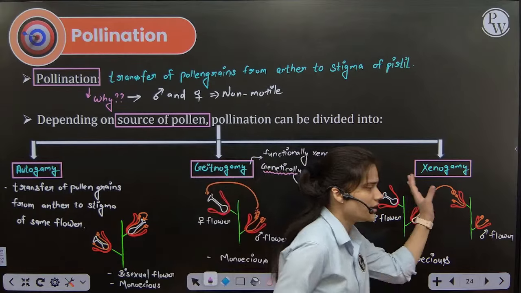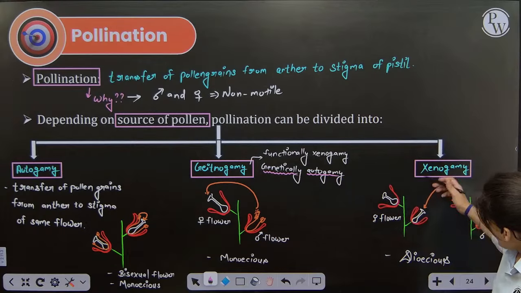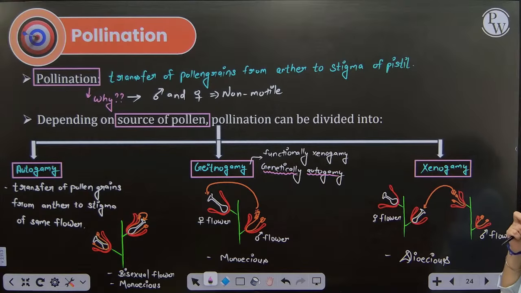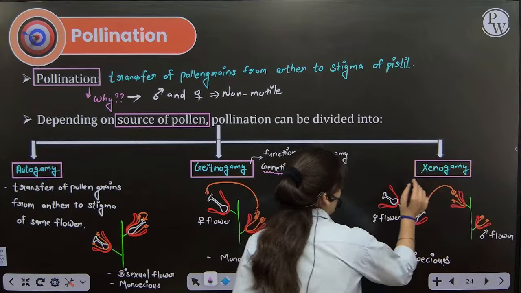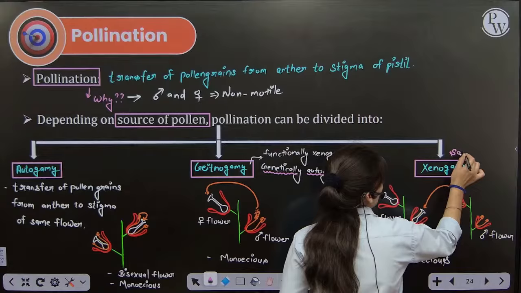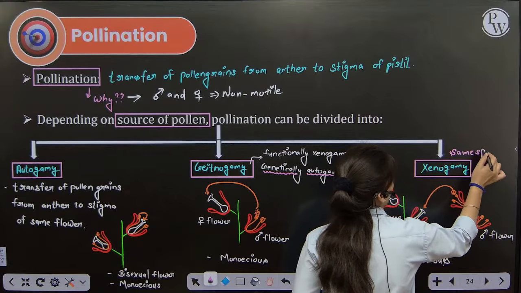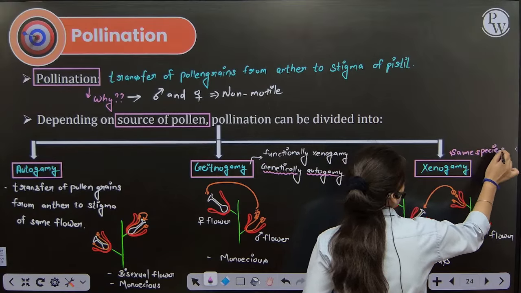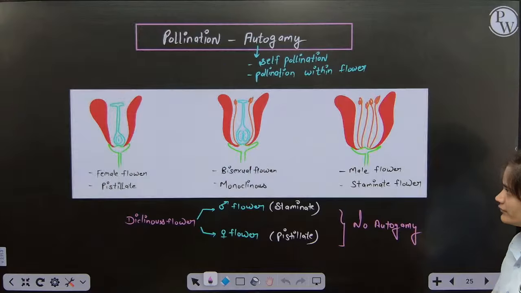That's why genetically it is known as autogamy. Here, xenogamy. Are these two plants monoecious or dioecious? They are dioecious. Why? Because only one part is present on each plant, and if pollen grain is transferred from the anther of one plant to the stigma of a different plant but of the same species, that is known as xenogamy.